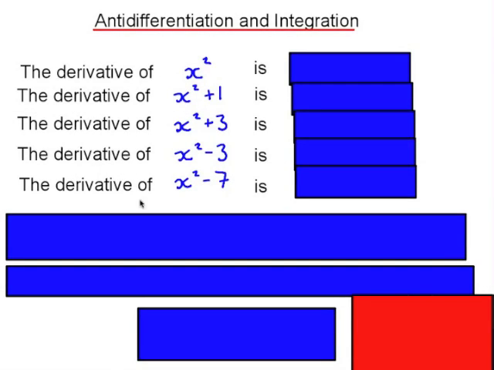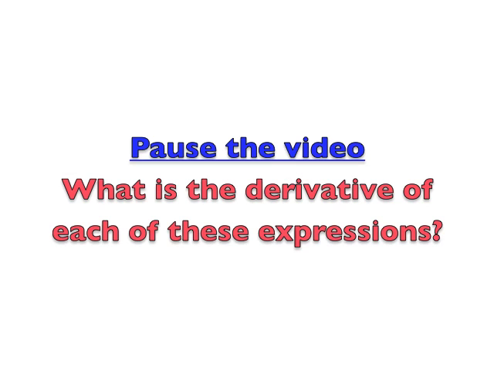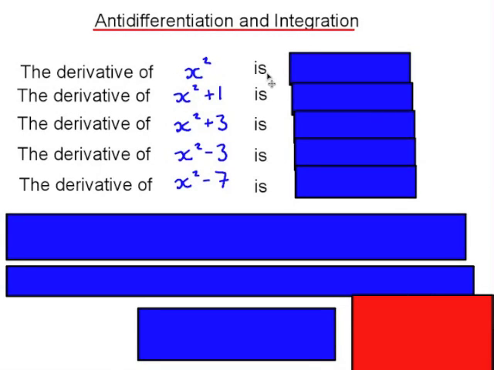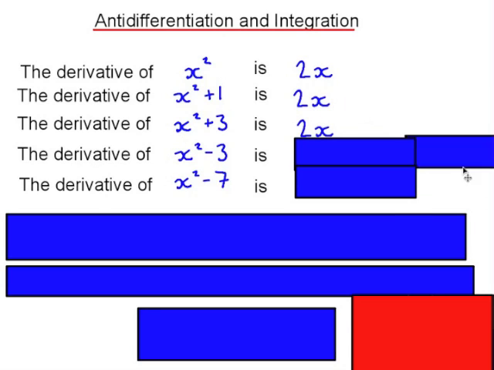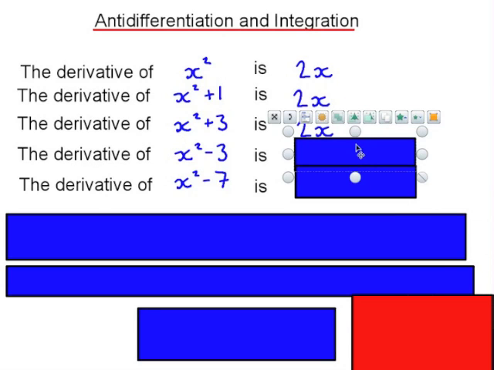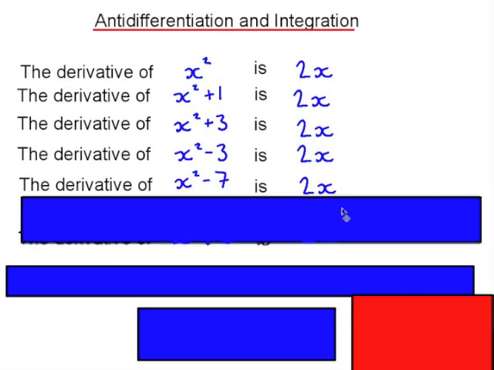Let's consider the derivative of each of these expressions. The derivative of x squared is 2x. The derivative of x squared plus 1 is 2x. The derivative of x squared plus 3 is 2x, etc. Because when we differentiate this constant, the plus 1, 3, take 3 or take 7, this differentiates to 0. So the derivative of x squared plus or minus any constant is 2x.